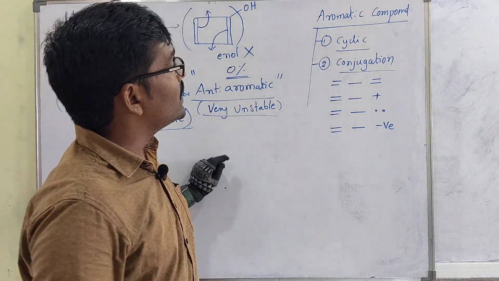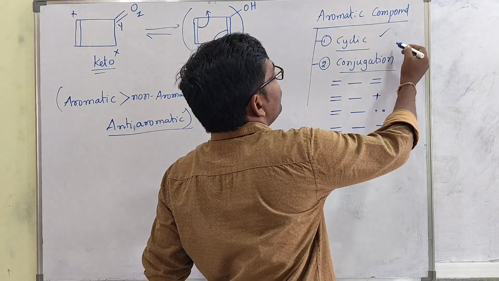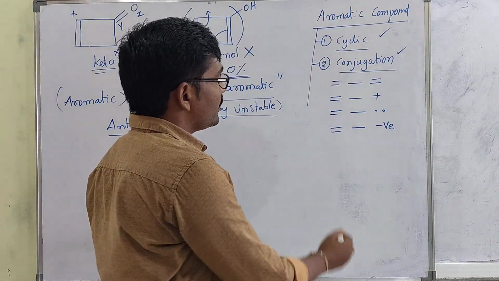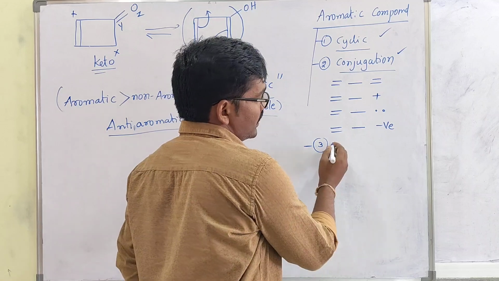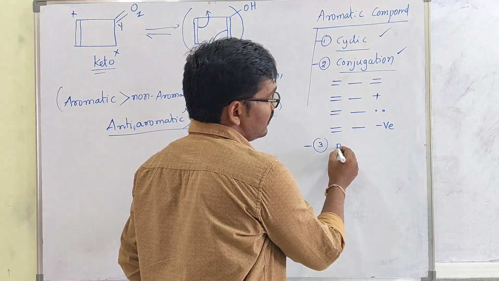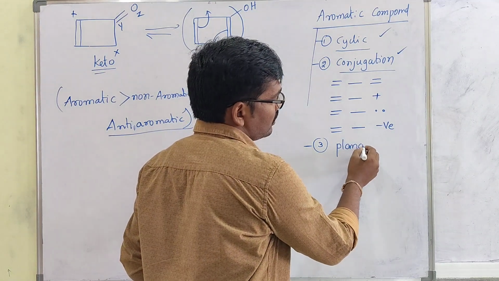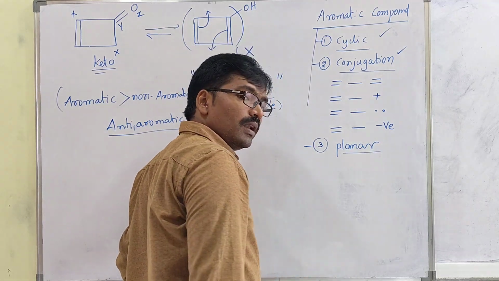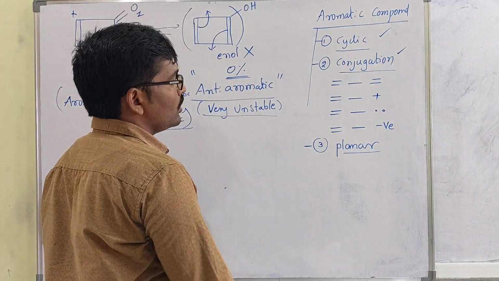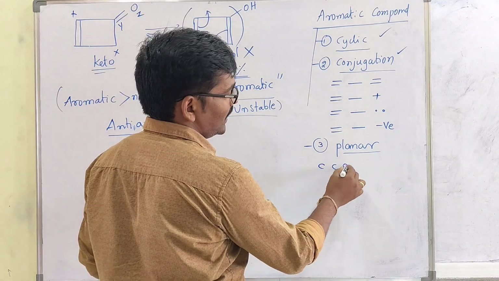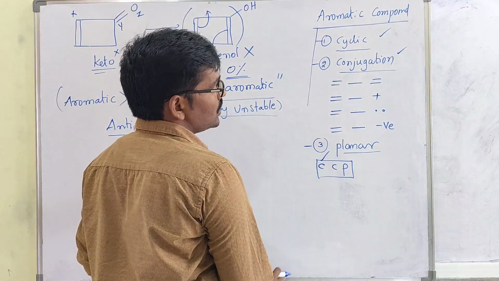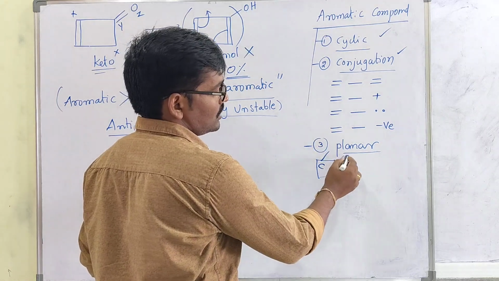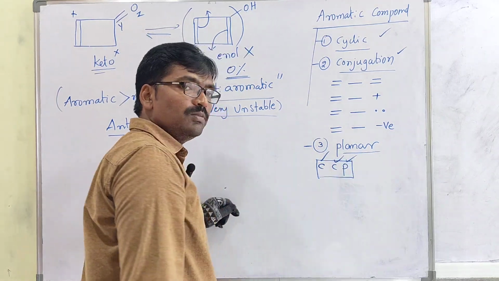The compound must be cyclic, then conjugation, then the third one I told, that is planar. The molecule must be planar. So simply how to remember: CCP. C stands for cyclic, C stands for conjugation, P stands for planar. CCP.